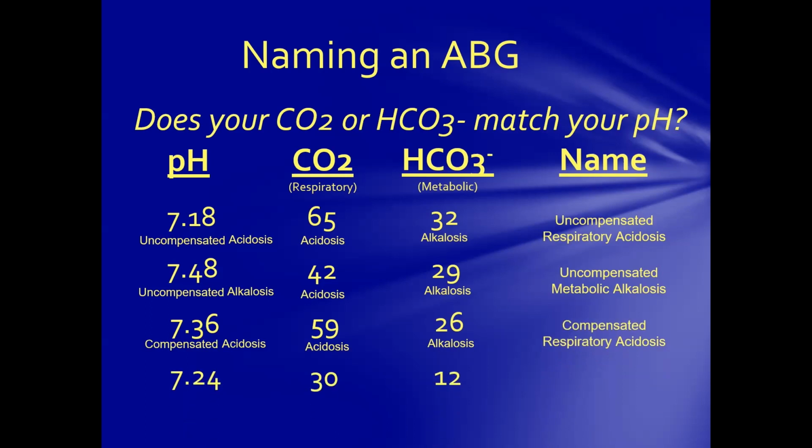If your pH is 7.24, your baby's first name is uncompensated, your baby's last name is acidosis. When you look at your CO2 of 30, the last name is alkalosis. Your bicarb of 12 is going to be acidosis. So your baby shares the same last name as Mr. Metabolic, and your baby's full name is uncompensated metabolic acidosis.